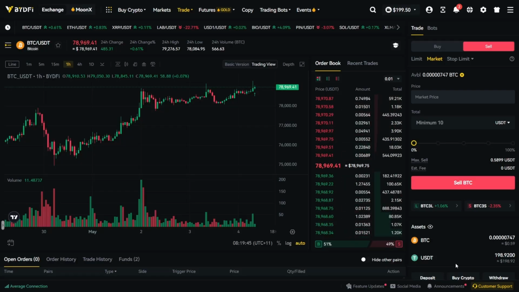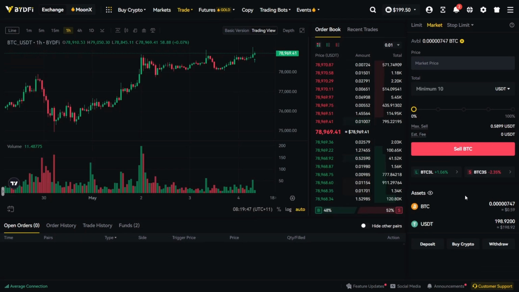We can see under our assets on the bottom right, this wasn't the best trade for us as we did get eaten up by the trading fees a bit, but hopefully this gave you a clear understanding of how to buy and sell crypto, use different order types, and navigate the platform with confidence.